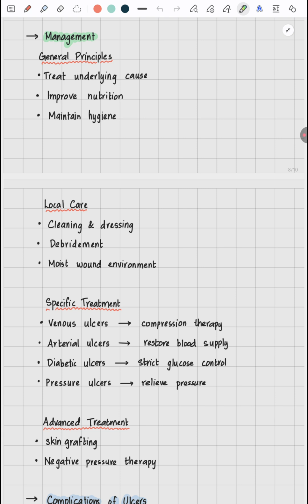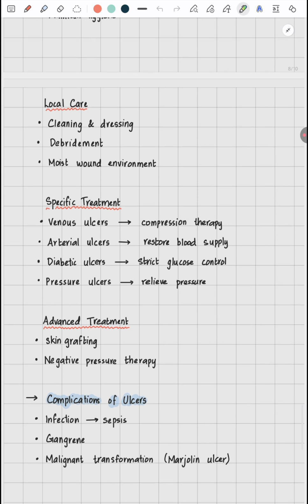Venous ulcers require compression therapy to improve venous return. Arterial ulcers may need surgical intervention to restore blood flow. Diabetic ulcers require strict glycemic control and proper foot care. Pressure ulcers require frequent repositioning of the patient to relieve pressure. Advanced therapies such as skin grafting and negative pressure wound therapy may be used in non-healing cases.